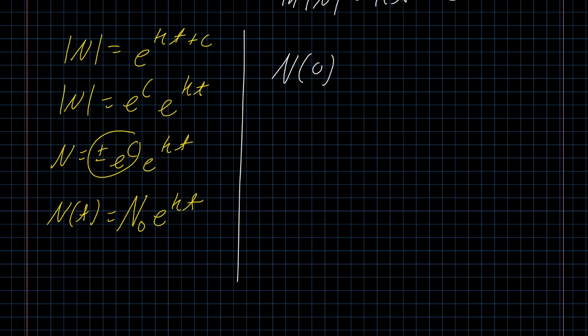Well, if you evaluate this function at 0, you're going to get n sub 0 times e raised to the 0 power. E raised to the 0 is 1. Anything to the 0 power is 1. And so that's where the name comes from. N naught is n of 0, the initial value of the thing we're dealing with. That will always be the case. You don't have to put it in as something special.